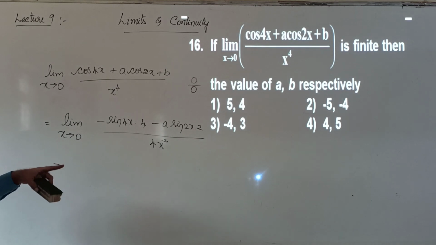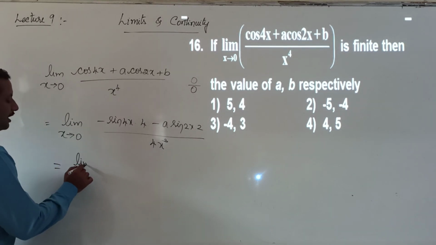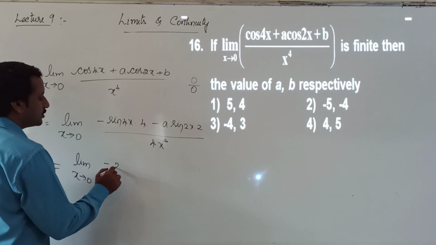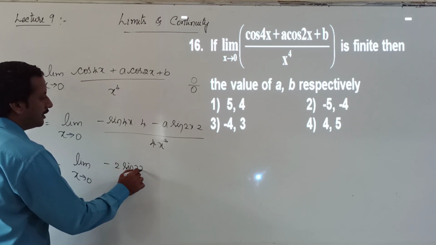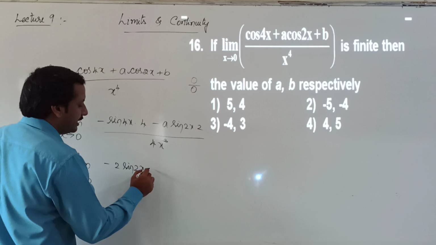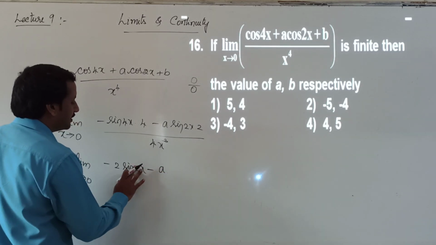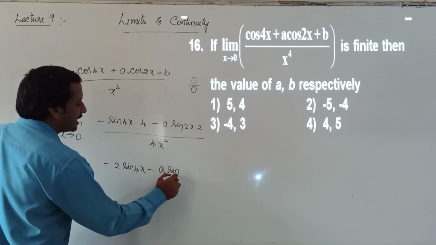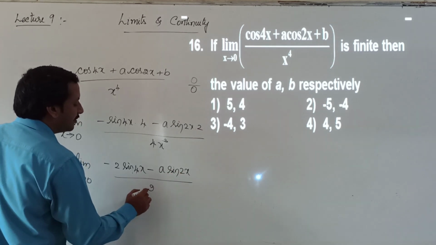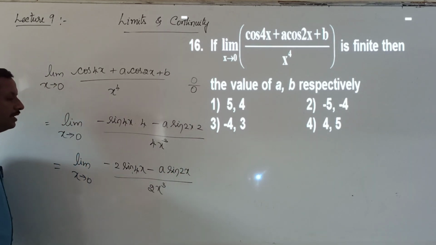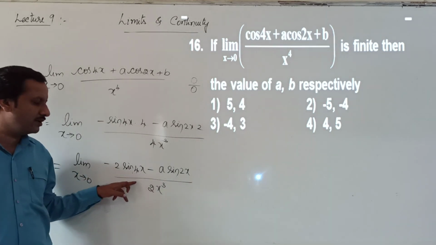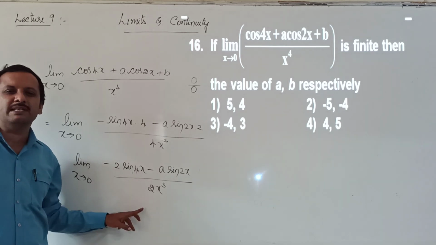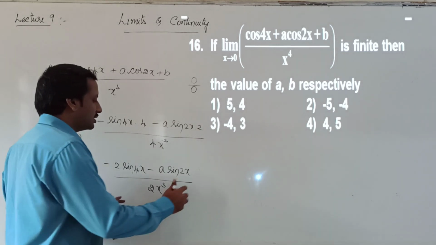Okay, I'll take 2 as common and cancel it. So you have limit x tends to 0, minus 2 sine 4x minus a sine 2x divided by 2x cubed. Now if I apply the limit, I am getting 0 minus 0, that is 0, 0 by 0 form. Okay, it is 0 by 0 form. Again I will use L-Hospital's rule.